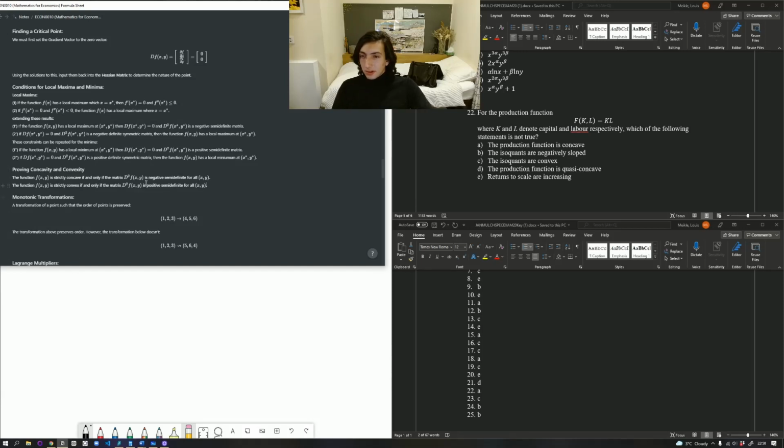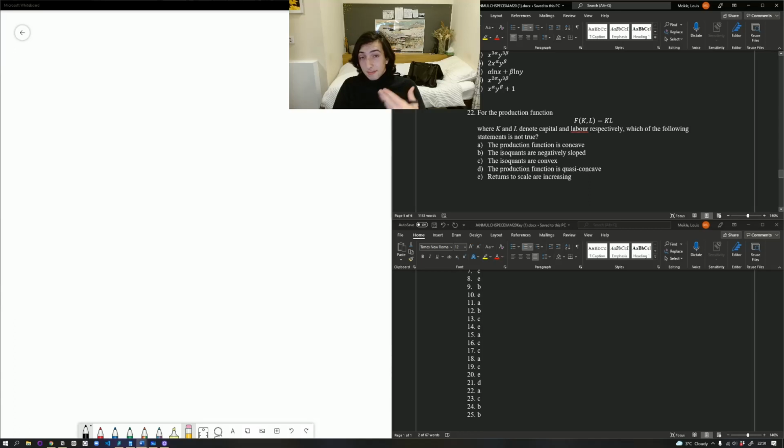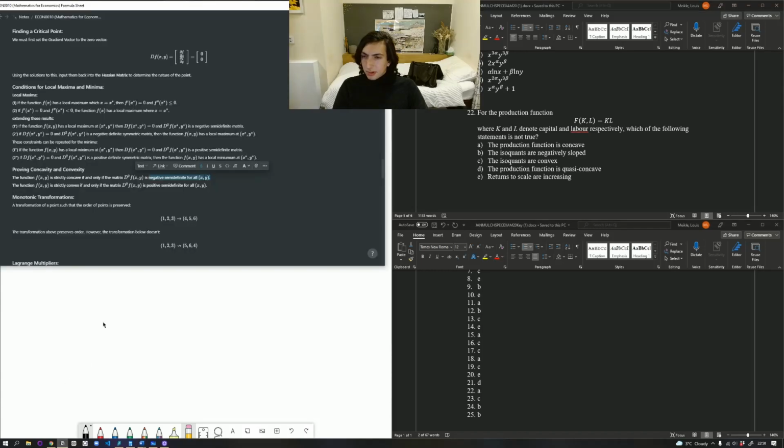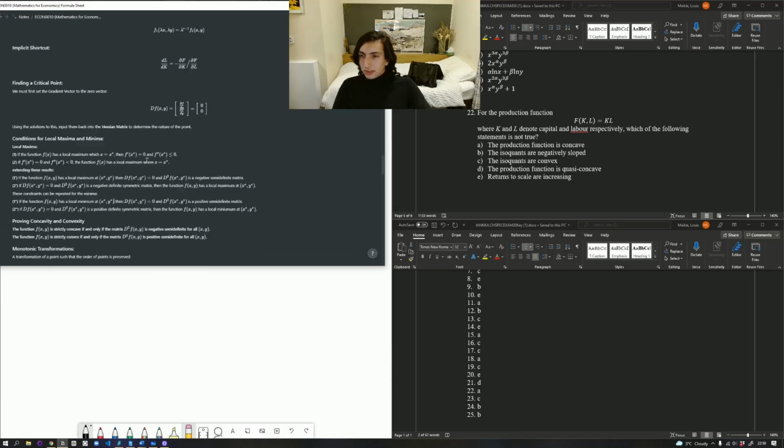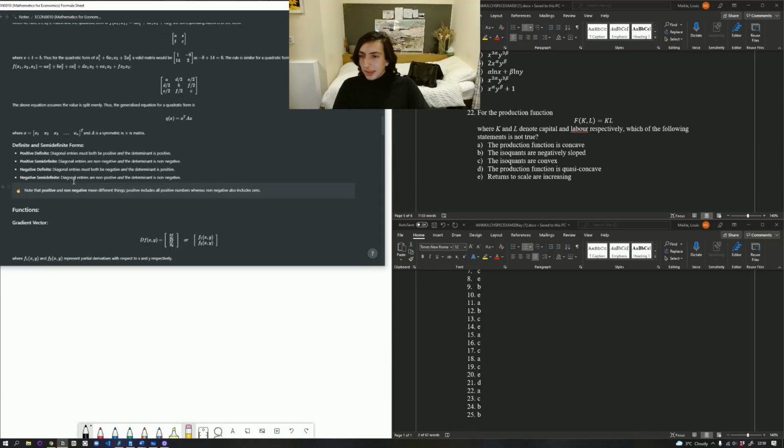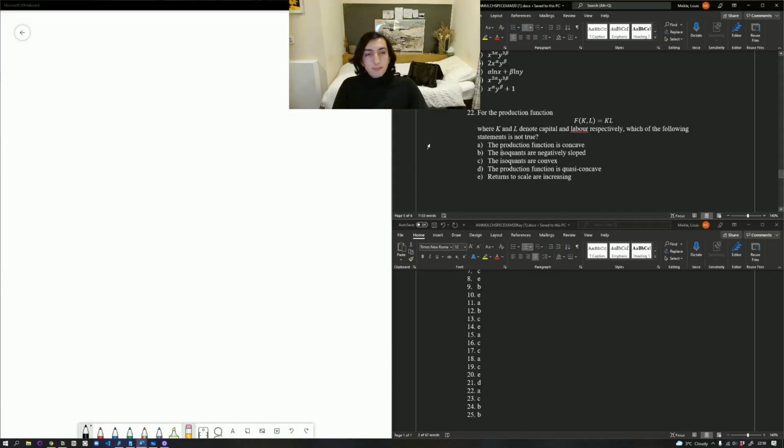It is only concave if the matrix is negative semi-definite, which means the diagonal entries are non-positive. Let me try remembering what they are. Yeah, negative semi-definite: diagonal entries are non-positive and the determinant is non-negative.